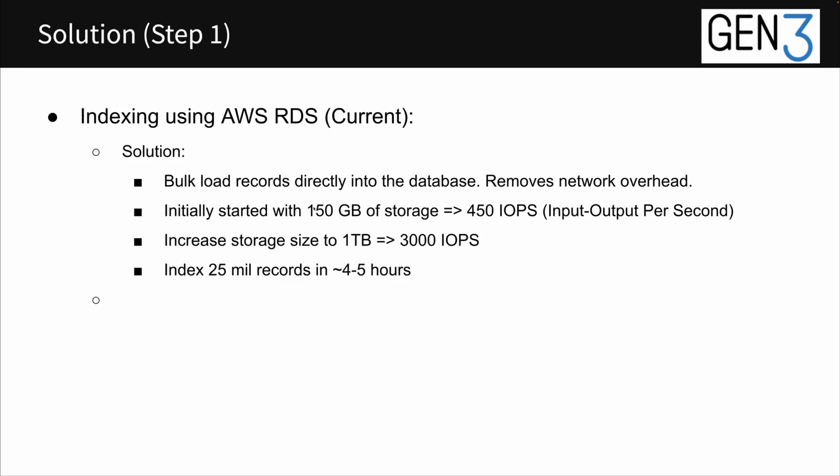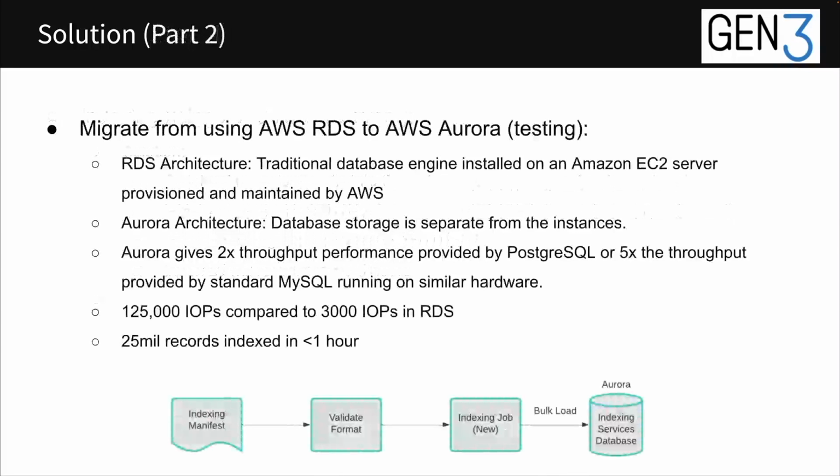This initially unlocked 450 transactions per second to us, and after increasing the storage space of our AWS RDS instance to a terabyte, this unlocked 3,000 transactions per second. This means that the same 25 million records that we want to index now index in 4 to 5 hours. It's pretty good, but we can do better. This improvement is coming down the pipeline as of October of 2022.